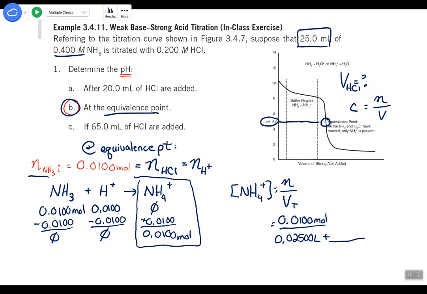We can calculate this using unit analysis, or we can remember that concentration is moles per unit volume, which means volume is moles divided by concentration. I need 0.01 moles of my strong acid. It comes from a concentration of 0.2 moles per liter. Therefore, I must have added 0.050 liters, or 50 milliliters, of my hydrochloric acid.